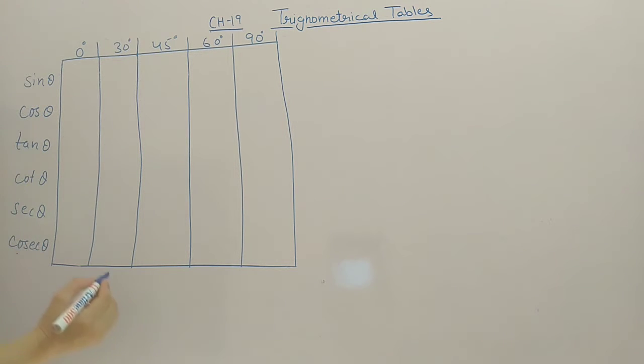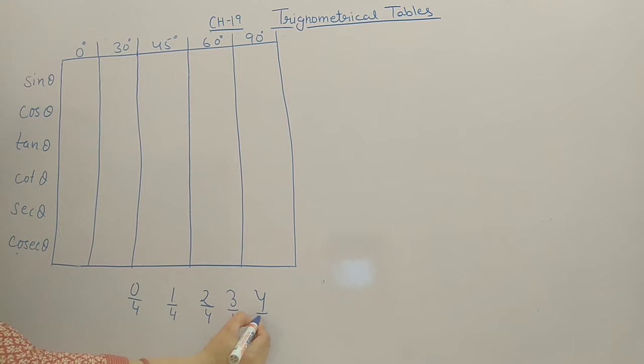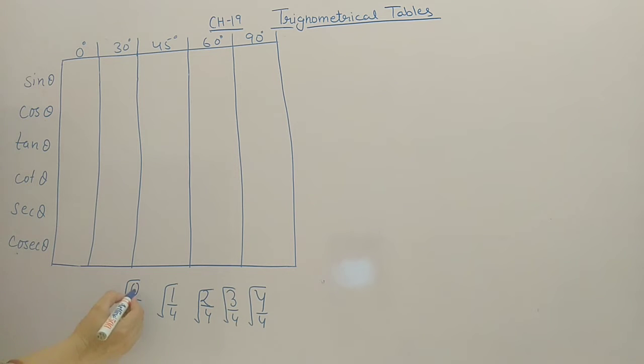For this, first write 0 to 4: 0, 1, 2, 3 and 4. After this, divide all these 5 numbers by 4. After dividing by 4, you have to take the root of all these numbers. Now the first number, root of 0 will be 0 because 0 is in the numerator, so the final answer will be 0. Second, root of 1 is 1 and root of 4 is 2.